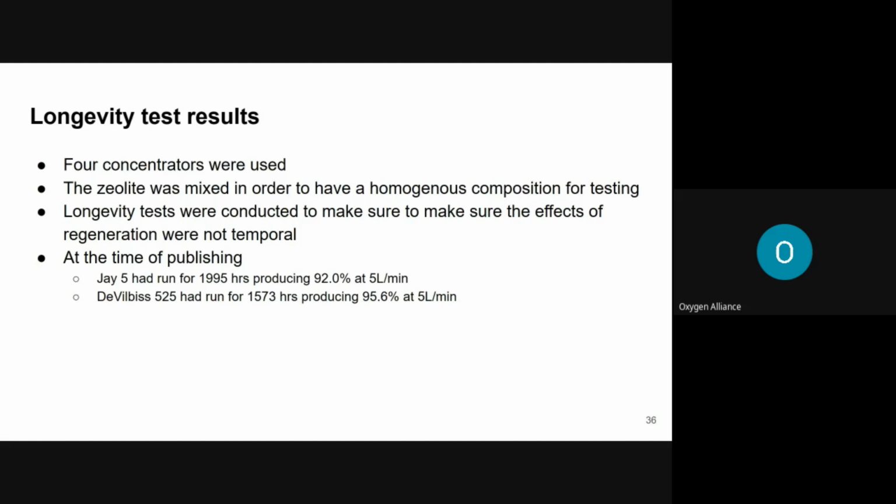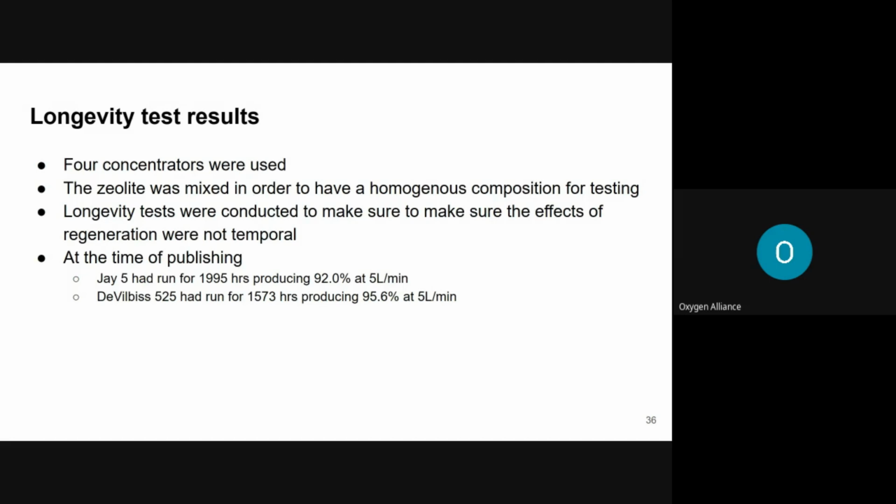At the time when the preprint was being published, the J5 had run for 1,995 hours, producing 92% oxygen purity at 5 liters per minute, which is still way above the 82% minimum requirement by the WHO. And the DeVilbiss 525 had run for 1,573 hours, producing 95.6% at 5 liters per minute. So you can see that this clearly shows that the effects of the regeneration had stuck to the zeolite.